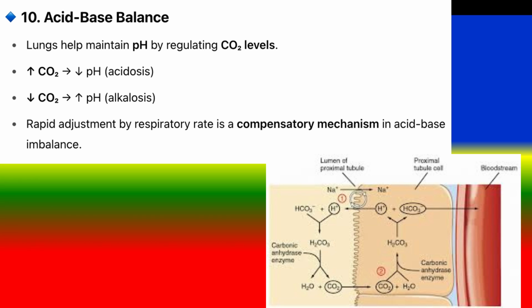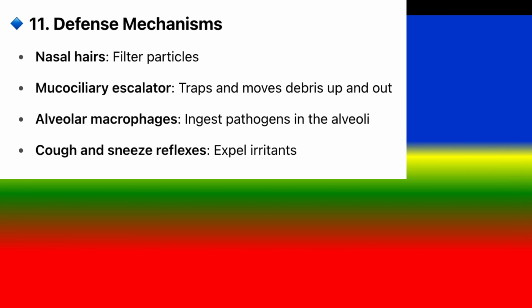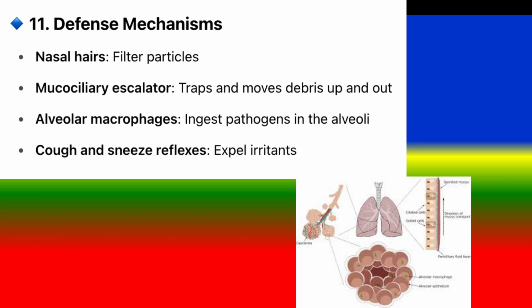Increased CO2 lowers pH, acidosis; decreased CO2 raises pH, alkalosis. Rapid adjustment by respiratory rate is a compensatory mechanism in acid-base imbalance. 11. Defense mechanisms. Nasal hairs filter particles. Mucociliary escalator traps and moves debris up and out. Alveolar macrophages ingest pathogens in the alveoli. Cough and sneeze reflexes expel irritants.